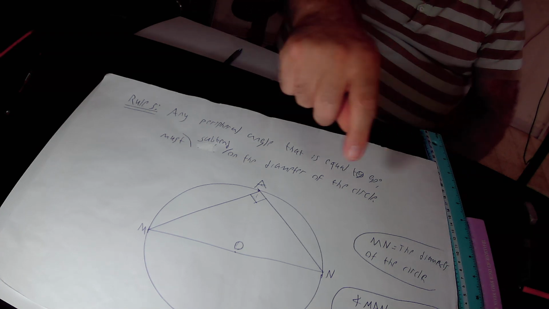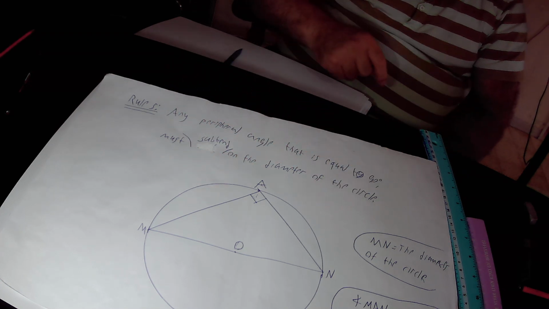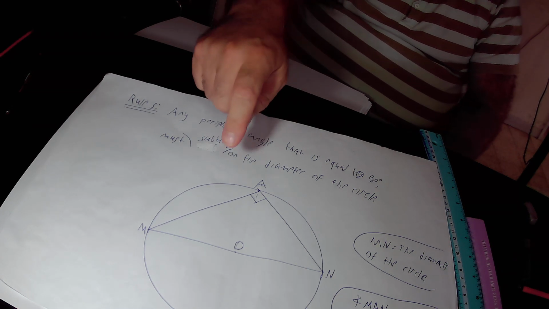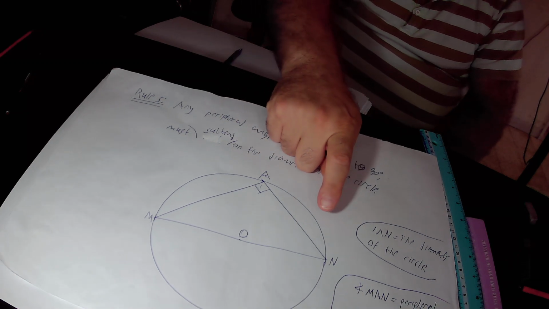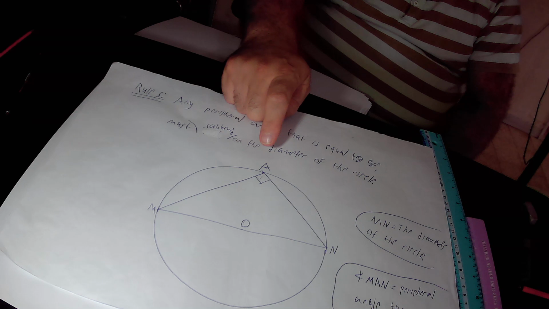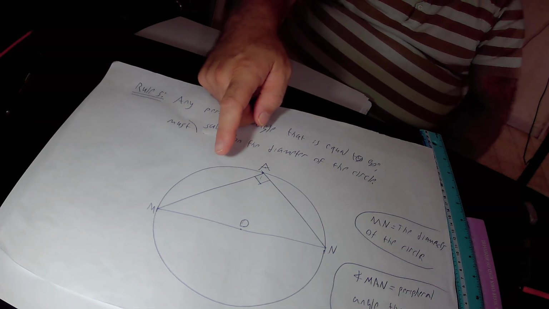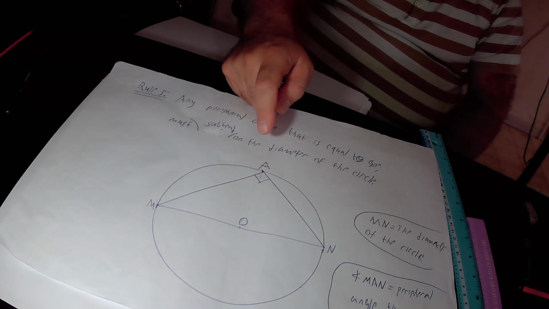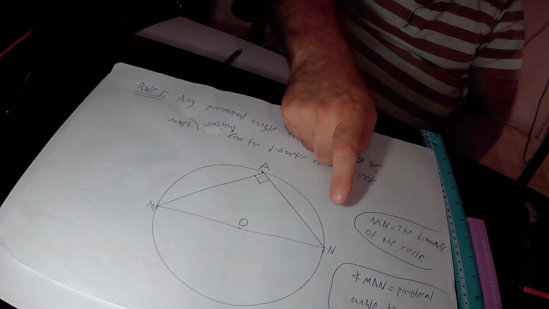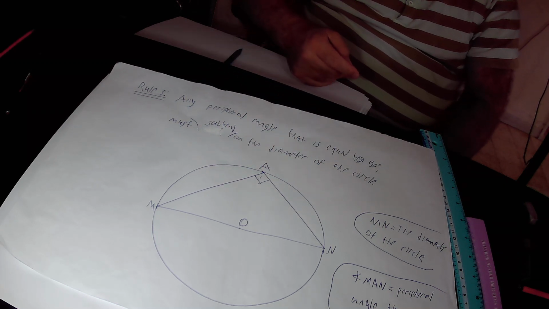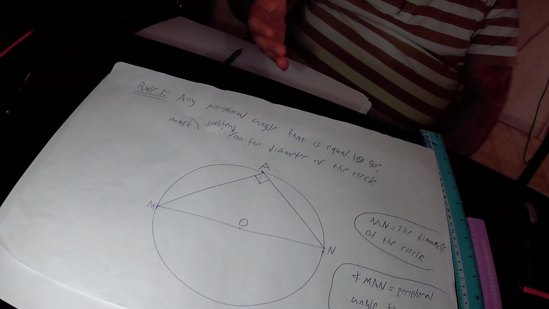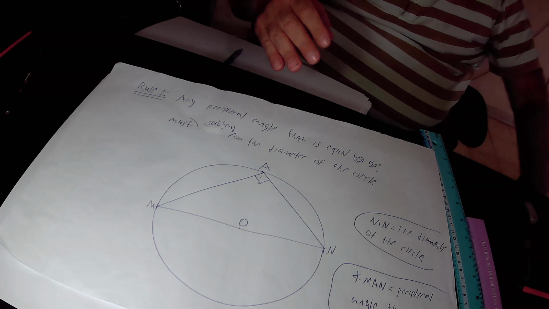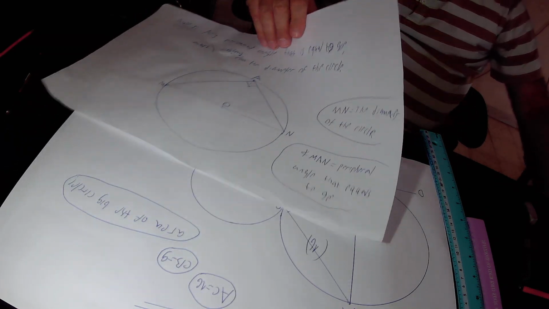Here we have a circle. This is peripheral angle MAN that is equal to 90 degrees. And therefore, peripheral angle MAN must subtend on the diameter of this circle. Because peripheral angle MAN subtends on MN, we conclude that MN must be the diameter of this circle according to rule 5. So any peripheral angle that is a right angle must subtend on the diameter of the circle.